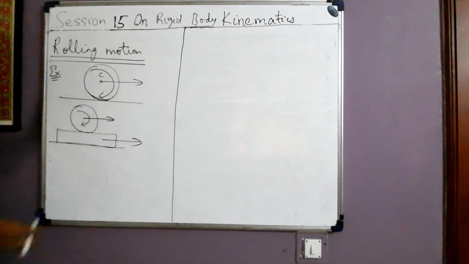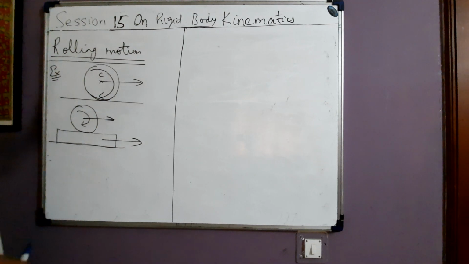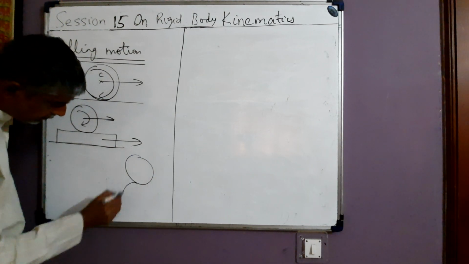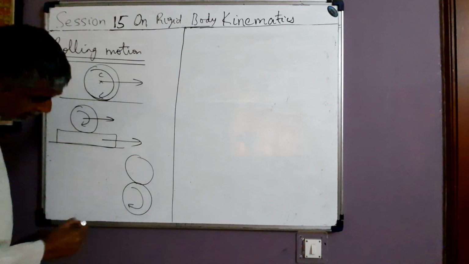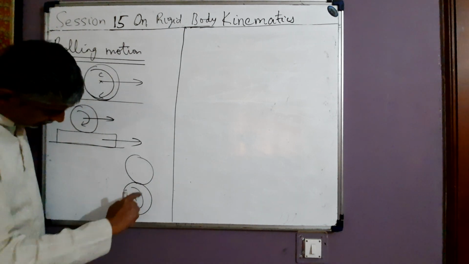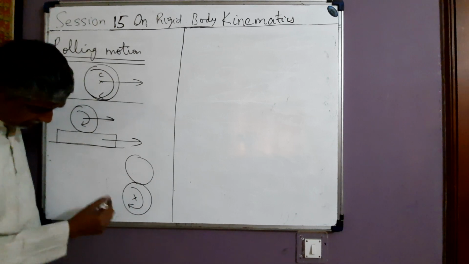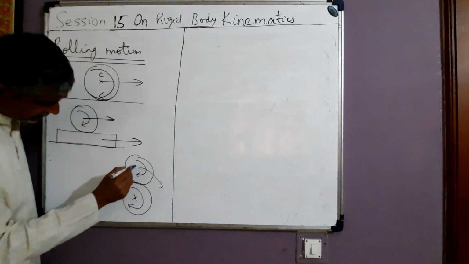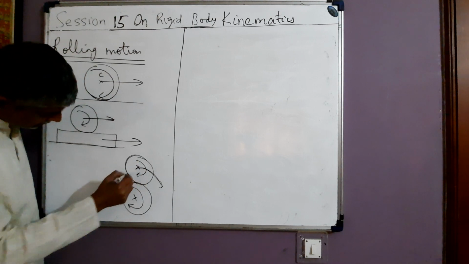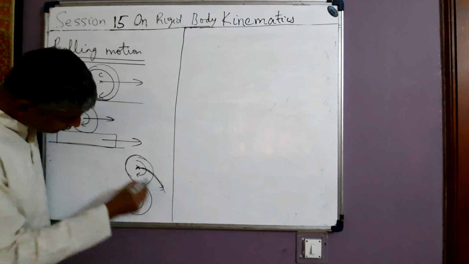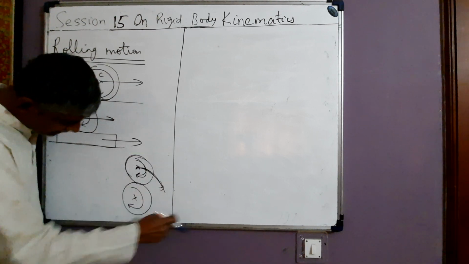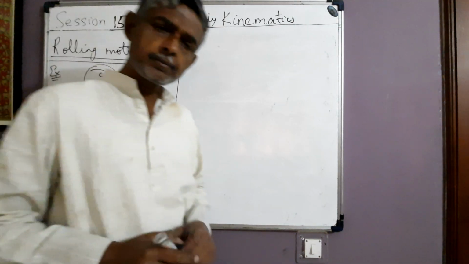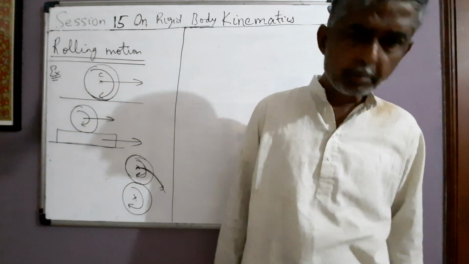We can take other examples of rolling also. Suppose we have a disc which is rotating in a vertical plane about its horizontal axis, and another wheel is over this body, its center is moving downward and it is rotating. It's coming like this and going this way. It is rolling over this body. So these are all examples of rolling motions.